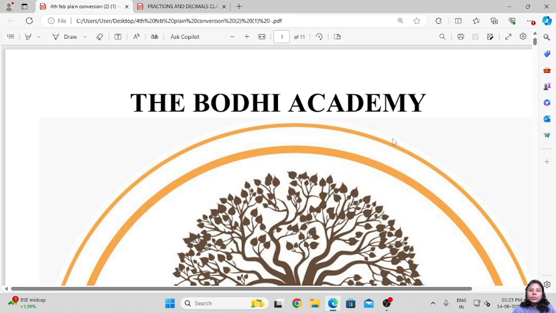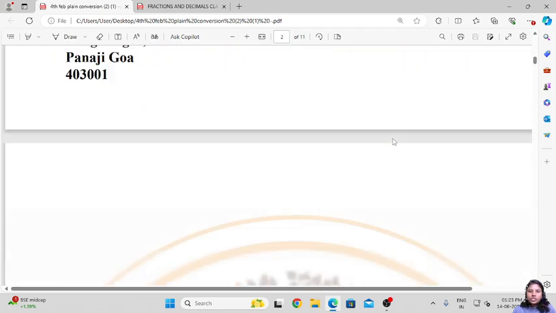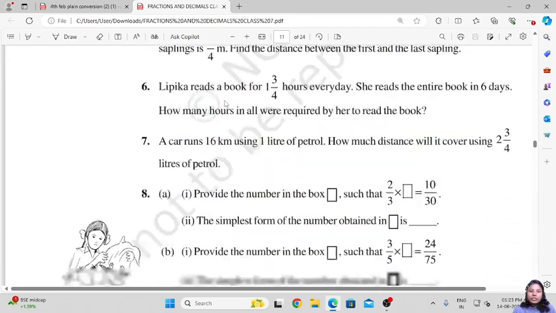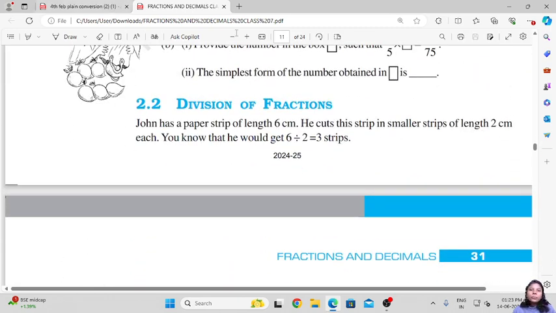My name is Amisha Palaso, and today we shall continue with the chapter that we began, that is fractions and decimals. Previously in this chapter we learned multiplication of fractions, then multiplication of fractions by a whole number, and lastly multiplication of a fraction with another fraction. In today's class we are going to learn the division part of it. We'll learn division of fractions, division of fractions by a whole number, division of a whole number by a fraction, and division of a fraction by another fraction.